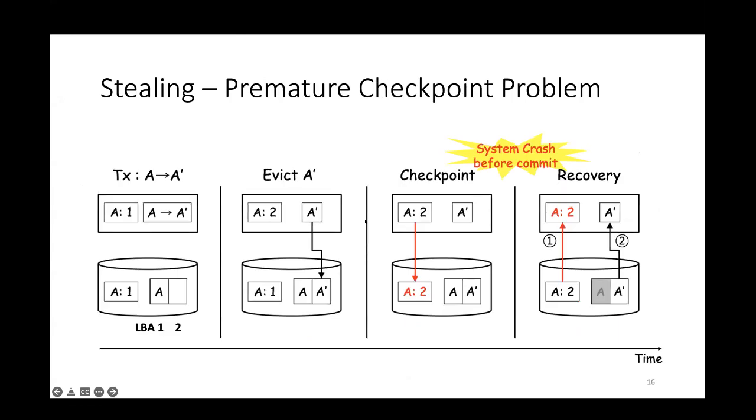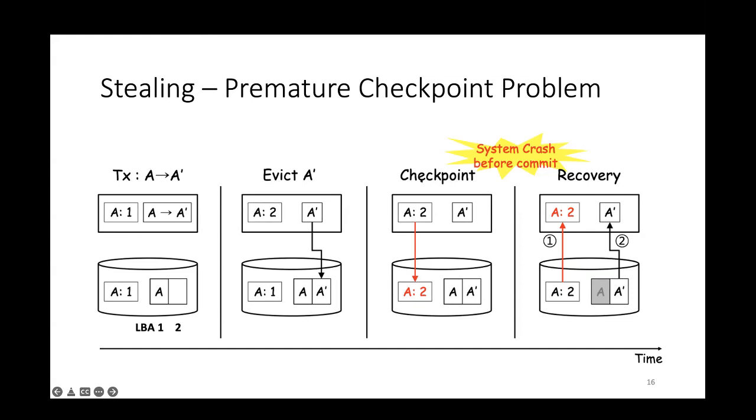The second issue is what can happen if we prematurely checkpoint. So we have the same situation as before, but we're showing the file map now. A is mapped to logical block 1 in memory, and at the bottom we have the disk, with the LBA, so we have 1 and 2, and A is in 1 right now. Let's say we want to evict A prime, and we write it to this new location, LBA2, and in memory we update the file map, so now A points to LBA2.